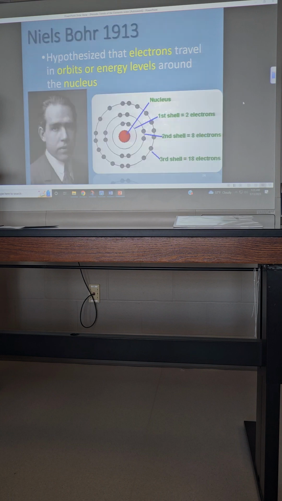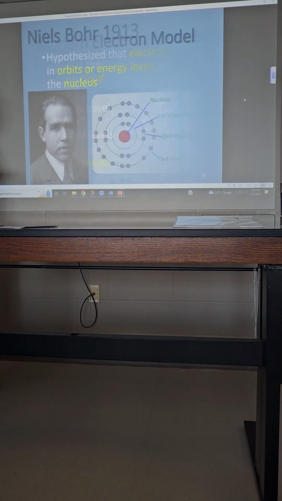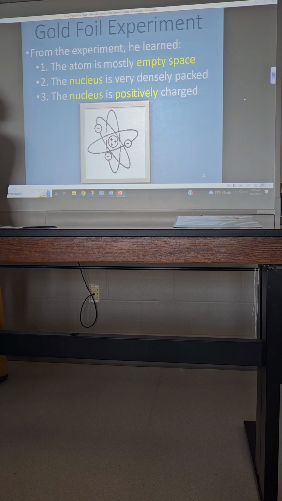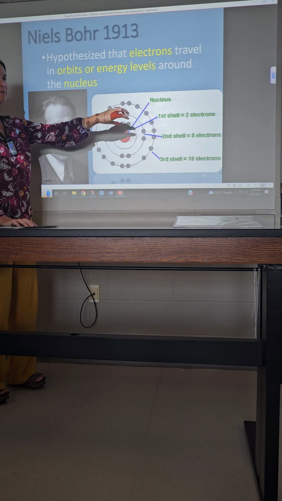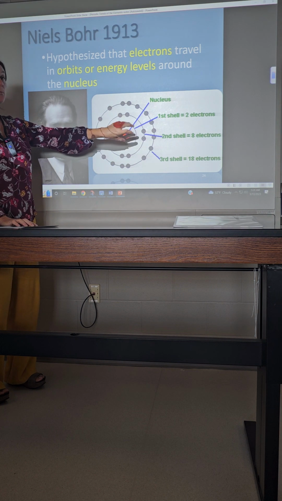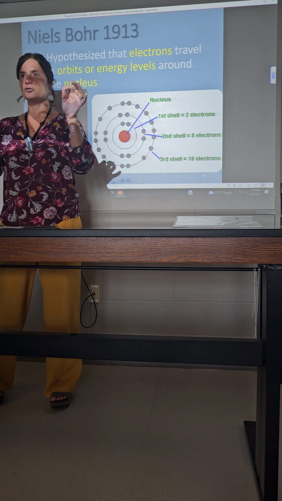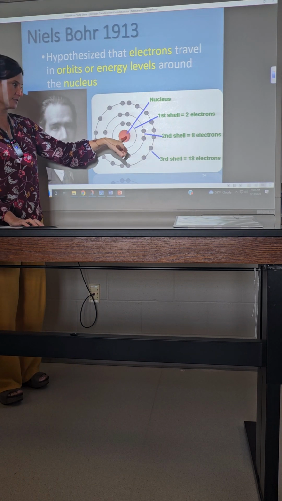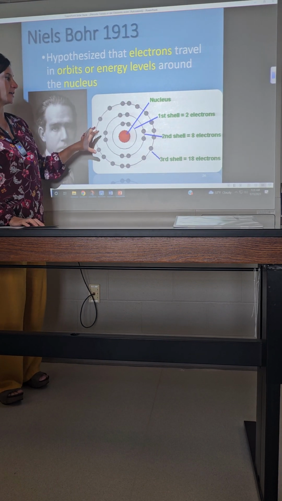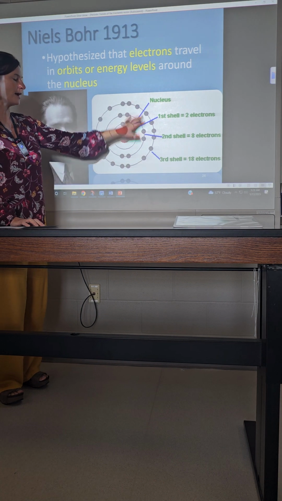Let's look at Niels Bohr here. So he hypothesized that electrons travel in orbits or energy levels around the nucleus. Okay, so here's our nucleus, again, very tightly packed. Protons and neutrons, positively charged, because protons are positive and neutrons have no charge, so this has to be positive. And then he says all the electrons are out here, energy levels forming around the nucleus.